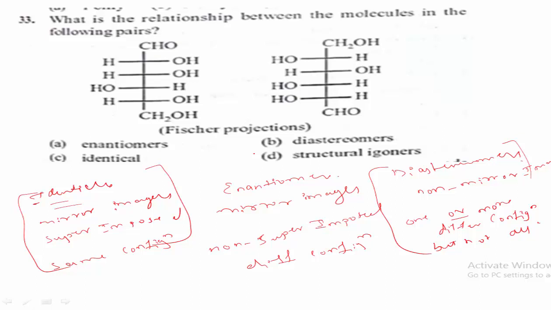What is the relationship between the molecules in the following pairs? Two structures are given. What is your answer? Students, in the given problem, the structure undergo 180-degree rotation.